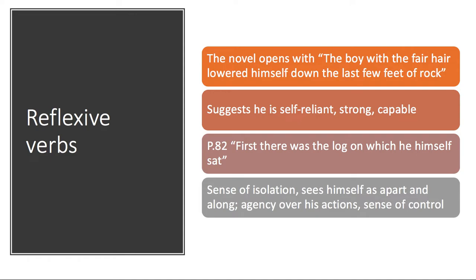And we see this reflected all through the novel. We see that self-reliance that Ralph has that makes him such an effective leader. First, there was a log on which he himself sat. It's all about him being on his own, apart from the others. He has this sense of control and an agency, mostly over his own actions. Obviously, the huge exception to that is the chapter View to Death, where he stops having that agency, and you don't see Golding using the same reflexive verbs.